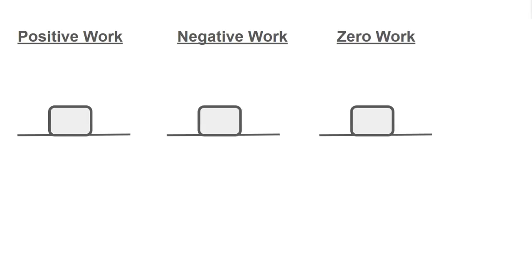We'll start with what we call positive work. This occurs when the force is in the same direction as its displacement. So this box is pulled to the right, and it's also moving to the right, so we will get positive work. Negative work occurs when the force is in the opposite direction of the motion of the object.